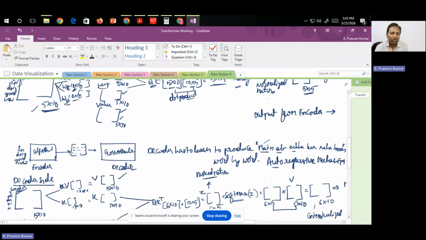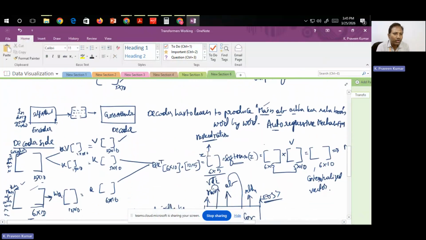Now let's go to the decoder part. What is going to happen? Before going to that, this is the encoder. We have passed I am doing good now, and I got a contextualized vector here, 5 cross 5. This is passed to the decoder, and here it is going to perform the cross attention. What is this cross attention? We will see it. This decoder has to take this 5 cross 5 matrix and learn to produce "main ab acha kar raha hu". Of course, it has to be produced word by word, not all the words at once. Producing this word by word, we call it an auto-regressive mechanism.